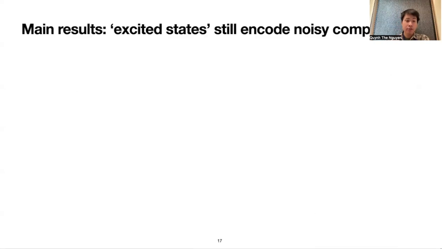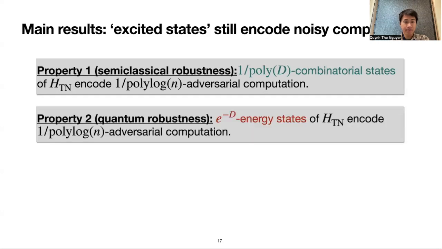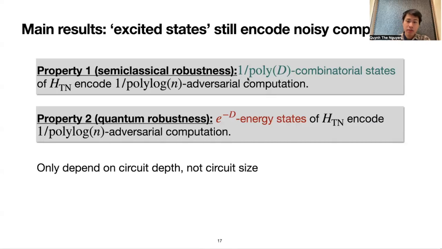Our main soundness result is that the excited states of the tensor network Hamiltonian still encode noisy computation. In particular, we prove that 1 over poly D combinatorial states encode 1 over polylog adversarial computation, and exponential-in-depth energy states encode 1 over polylog adversarial computation. So these quantifiers only depend on the circuit depth but not the circuit size.